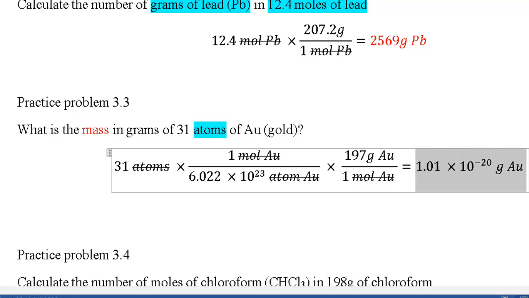So let's look at the answer. I want to get your mind to grasp the idea of perspective. Atoms we know are small. 31 atoms, because atoms are so small, we would expect to have a very small weight. So the answer makes sense. Atoms are very small, so we would expect their weight to be small.